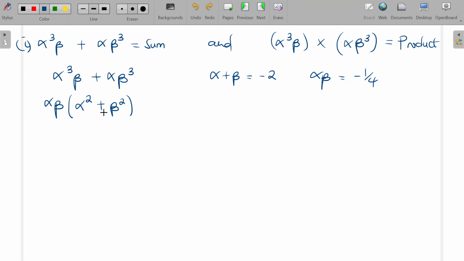You need to have this, because this is alpha squared plus beta squared. You don't know that. You only know alpha plus beta, but you don't know them when they are squared. So what you're supposed to do is ask, how can I get alpha squared plus beta squared? I can only get this in an expression when I square alpha plus beta.